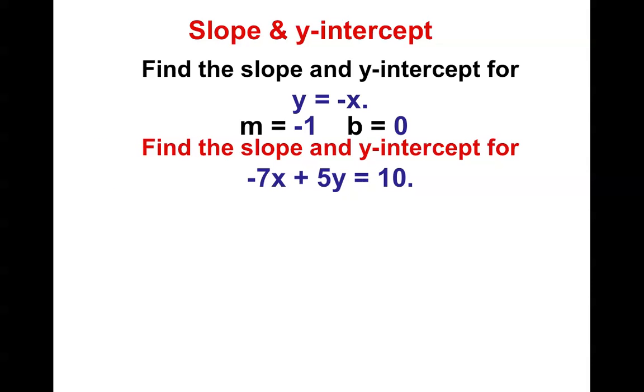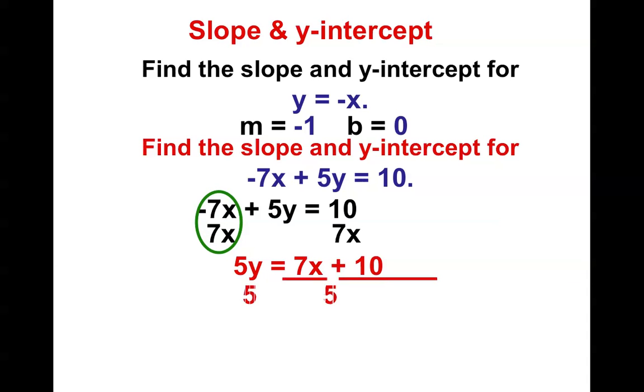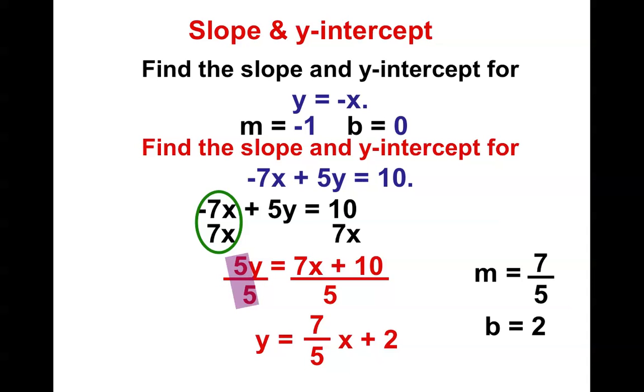If we want to do this one, once again, we just have to do our two-step algebra. Plus 7x, divide by 5, divide by 5. Y is by itself, slope is 7/5, y-intercept 2.